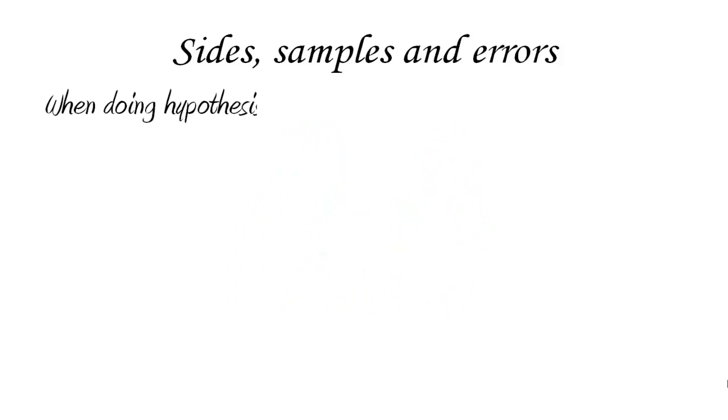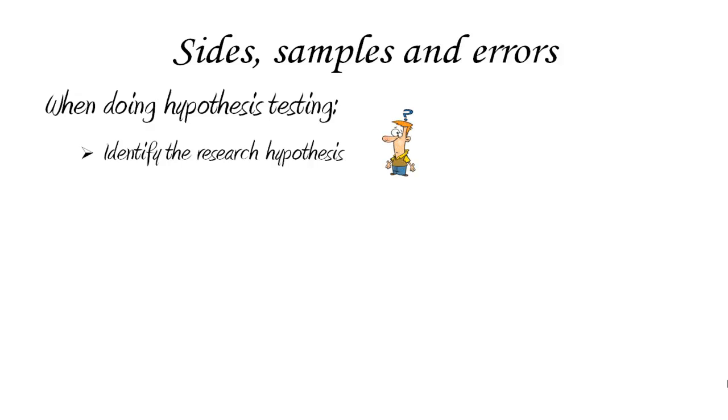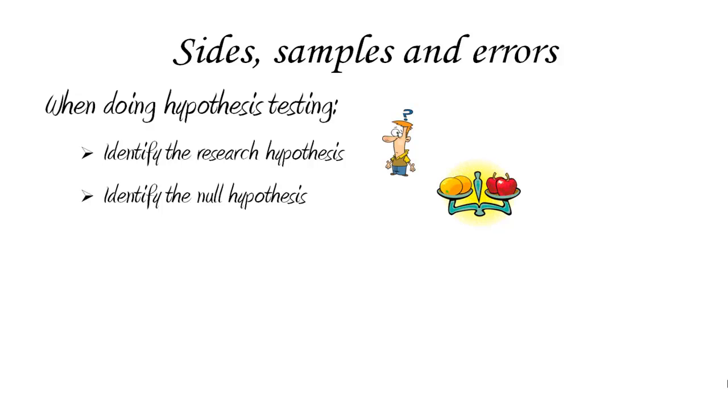So let's start by reviewing what hypothesis testing is all about. Remember, in hypothesis testing, what do we do? Well, first of all, we identify some kind of research hypothesis. So we want to ask something of the form, is it true that something is going on? Then after that, we identify the null hypothesis. That's the one that says things are equal. They may look like apples and oranges, but after all, they are in fact the same.